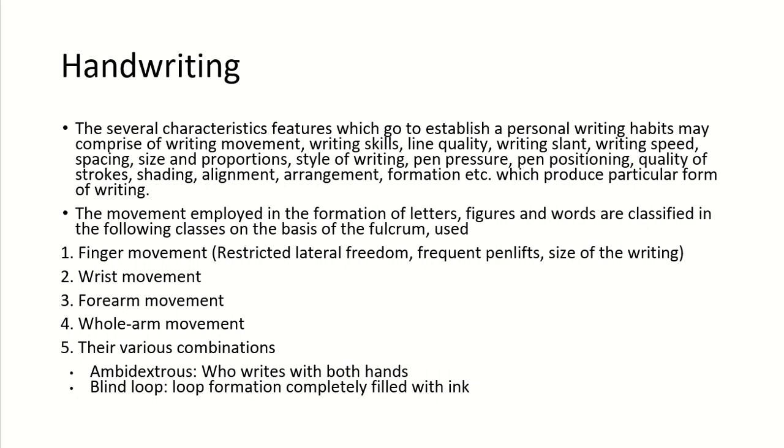The people whose finger movement is more and wrist and forearm movement is less, in that case, the size of writing would be small, there would be frequent pen lifts, and the speed of the writer would be slow. Ambidextrous is the one who writes with both the hands. Blind loop is the loop formation completely filled with ink.